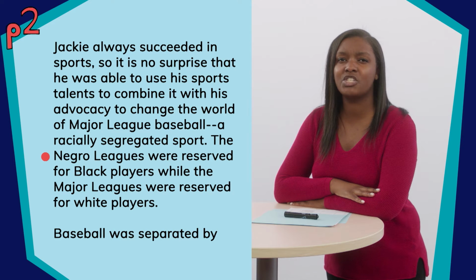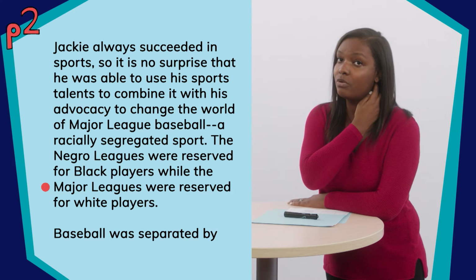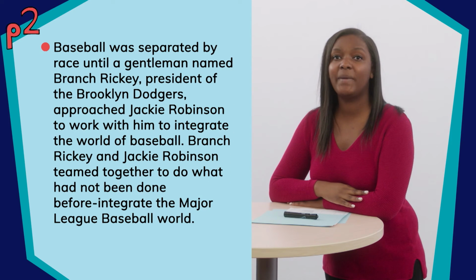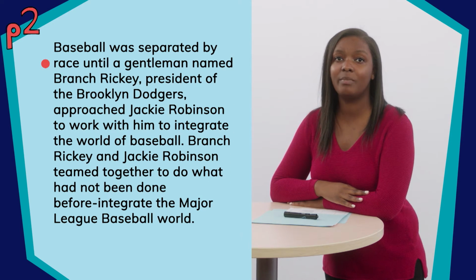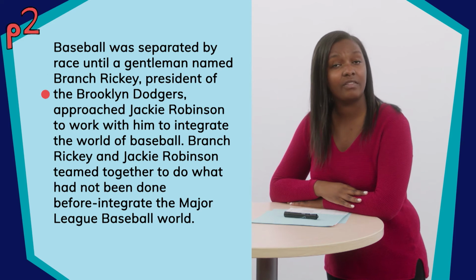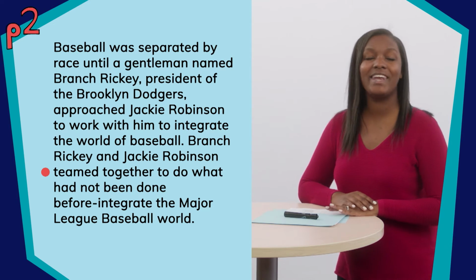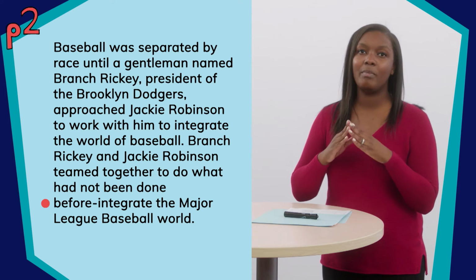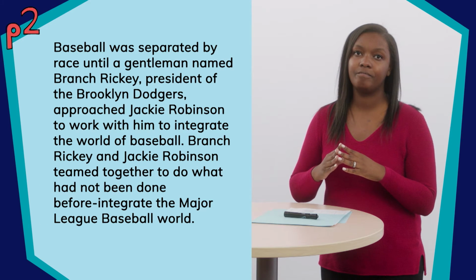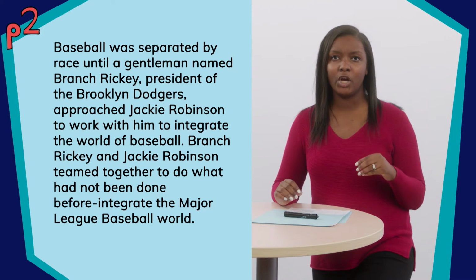The Negro Leagues were reserved for Black players, while the Major Leagues were reserved for white players. Baseball was separated by race until a gentleman named Branch Rickey, president of the Brooklyn Dodgers, approached Jackie Robinson to work with him to integrate the world of baseball. Branch Rickey and Jackie Robinson teamed together to do what had not been done before: integrate the Major League Baseball world. So friends, now that we've read paragraph 2, it's time to summarize or answer, what is this paragraph mostly about? So how should we start?